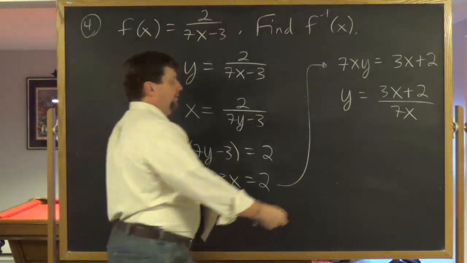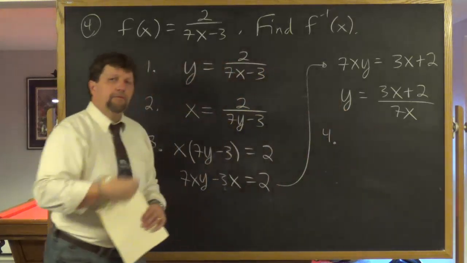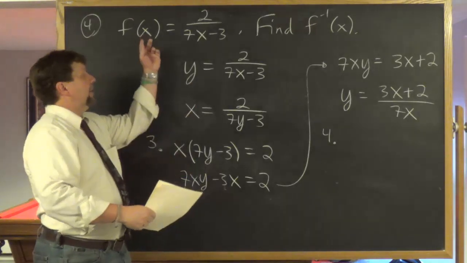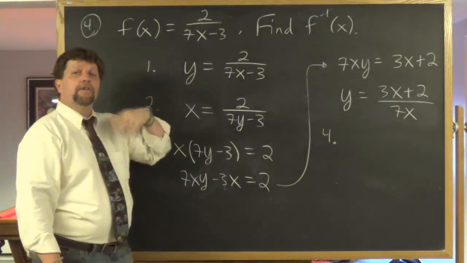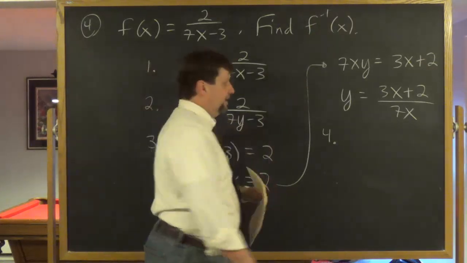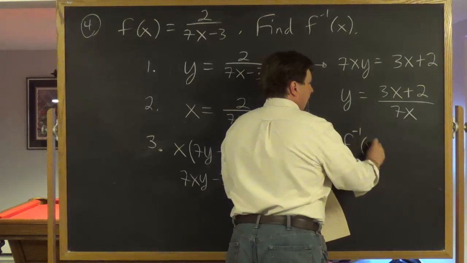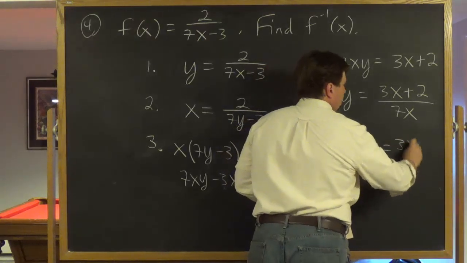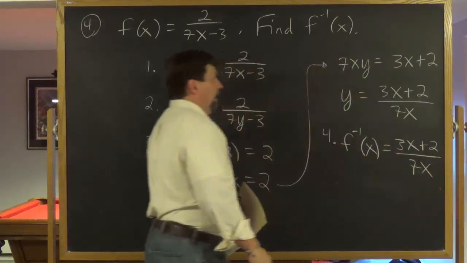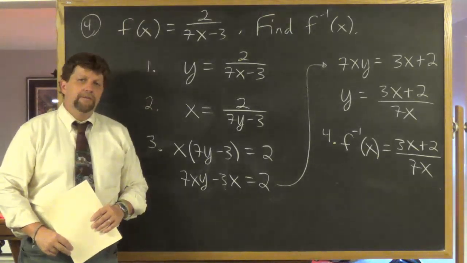And then remember step 4. Step 4 is replace y with the appropriate inverse function notation. In other words, our function was called f of x, so the appropriate inverse function notation would be f inverse of x. So I replace y with f inverse x. And that's it for number 4 on determining an inverse function.